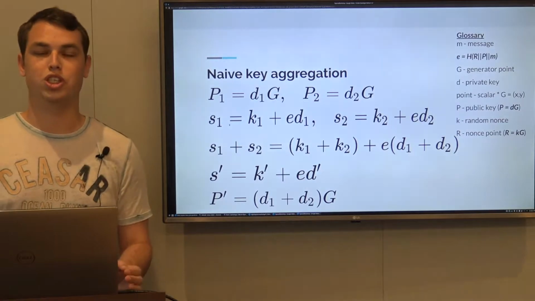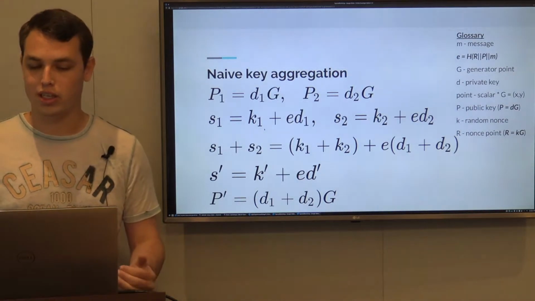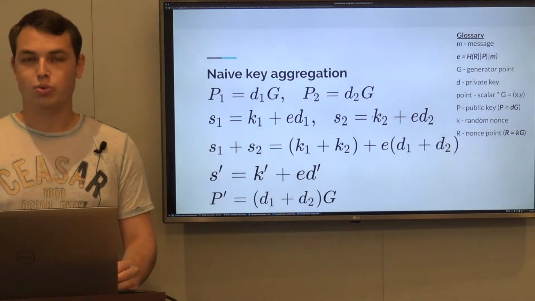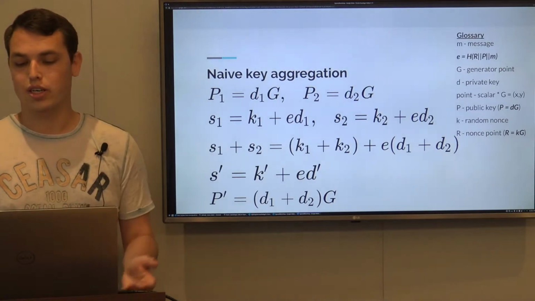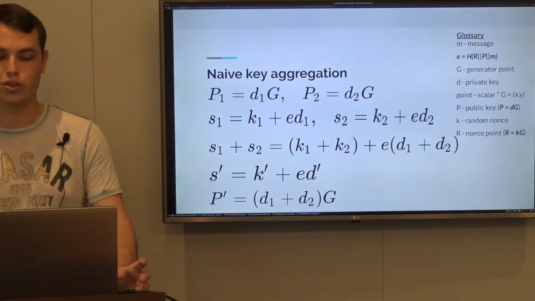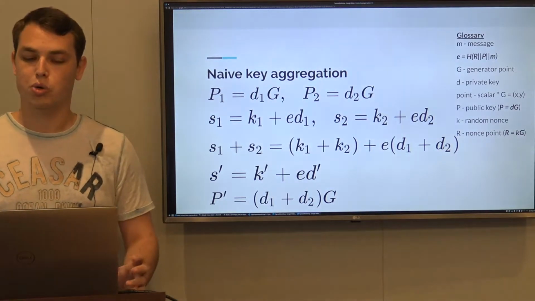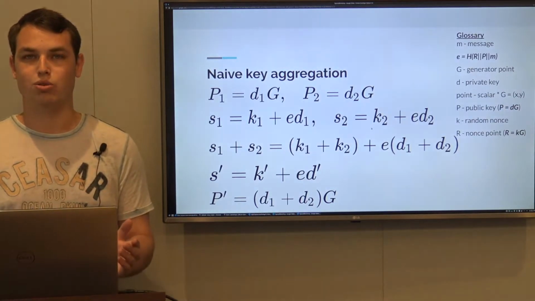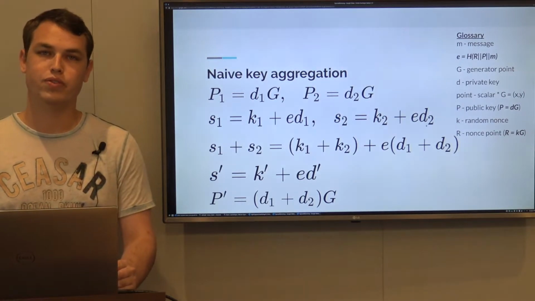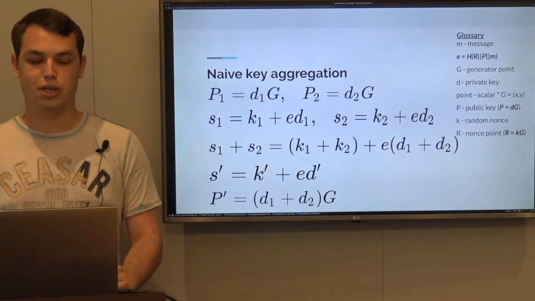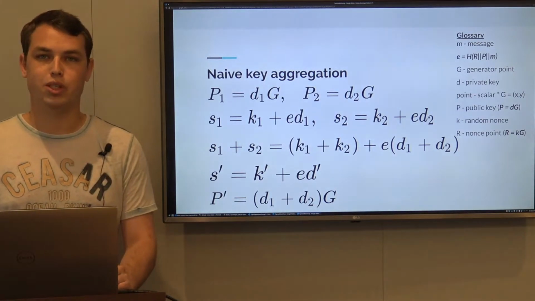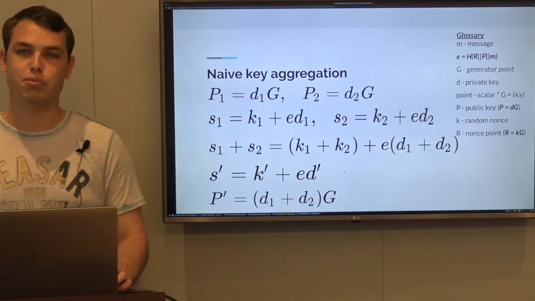So we have S1, which is K1, the first nonce, plus E times D1, the first private key. And we have S2, which is K2, a different nonce, plus E times D2, the second private key. Now, if we just add those signatures together, S1 plus S2, we get K1 plus K2, plus E times (D1 plus D2). Now, if we call K1 plus K2 K prime, and D1 plus D2 D prime, then we get S prime equals K prime plus E times D prime.